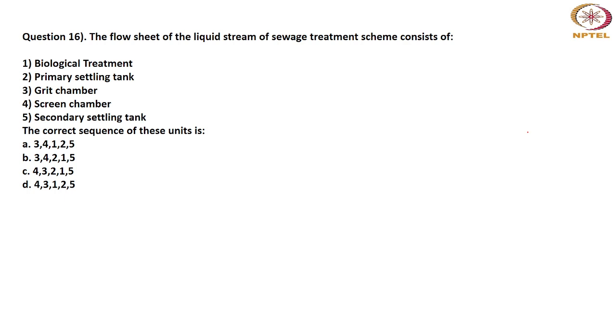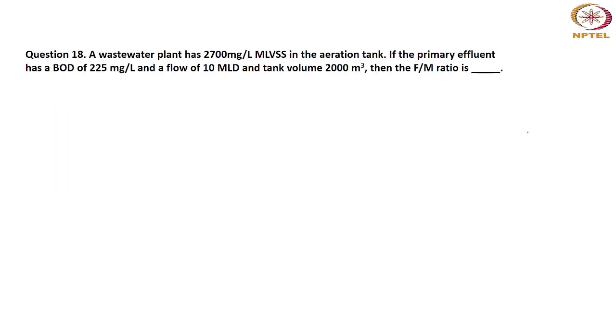Okay, I got an answer from Ujita, that is C. So you are saying screen chamber, then grit chamber, then primary settling tank, then biological treatment and secondary settling tank. Yes, C is the correct answer. So no need to wait more on this question. Next question again regarding F by M ratio. Again a repeated question to reconnect your ideas. Please try to calculate this quickly, because we already did it. You have the formula, you know how to calculate.